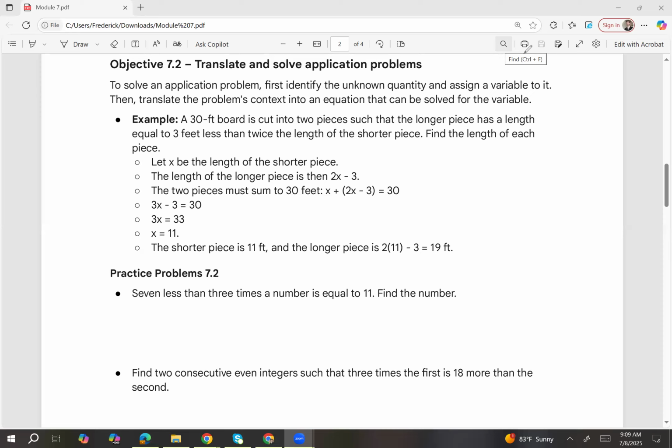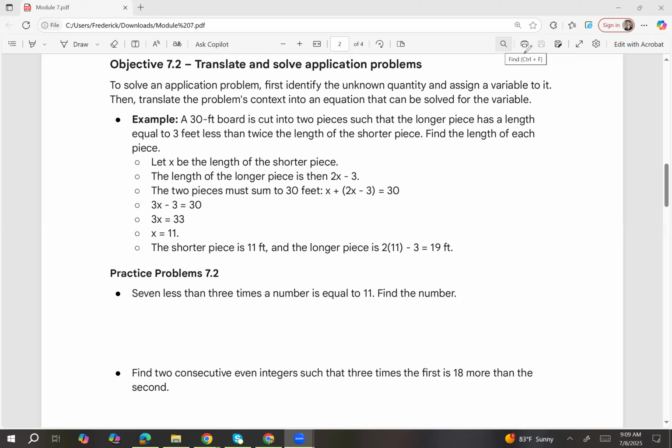In these situations, you want to choose a letter. You can choose your favorite letter or use X or Y as you commonly see. And so for this that we're looking at on the page, it says let X be the length of the shorter piece. So we want to write from the description some expressions that relate the longer and shorter piece, assuming that the X variable we chose represents the length of the shorter piece.